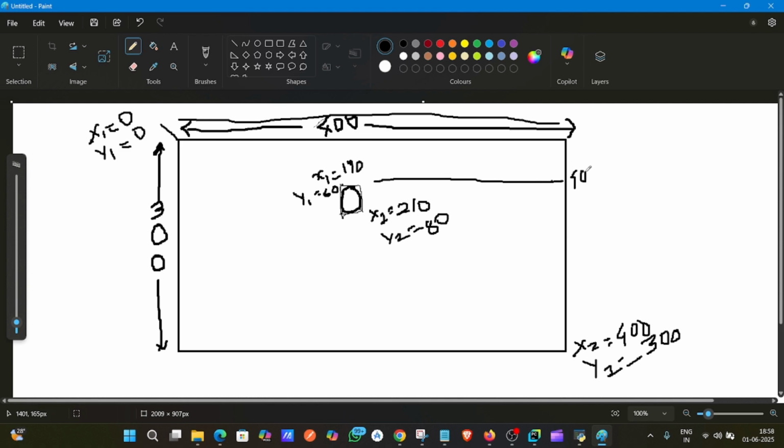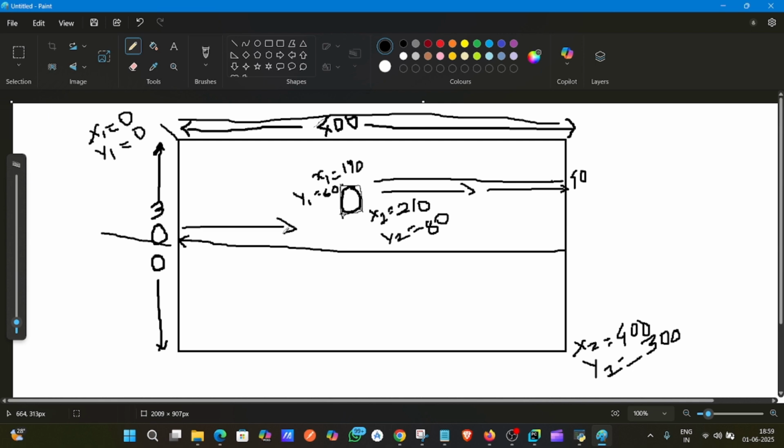Once it reaches 400, this ball should keep moving in this direction till x2 is less than or equal to 400. The moment x2 becomes 400, it should start moving in the opposite direction, and it should keep moving in this direction till x1 is greater than or equal to 0. The moment x1 becomes 0, it should stop here. It should not go here. It will not be visible. The moment x1 of this ball rectangle becomes 0, it should again change the direction.